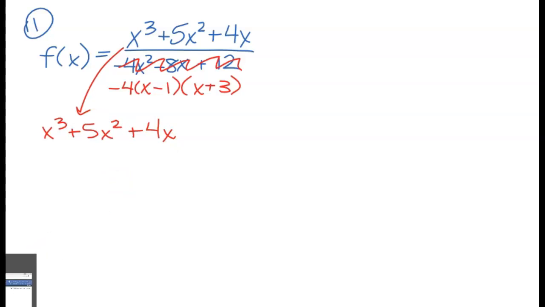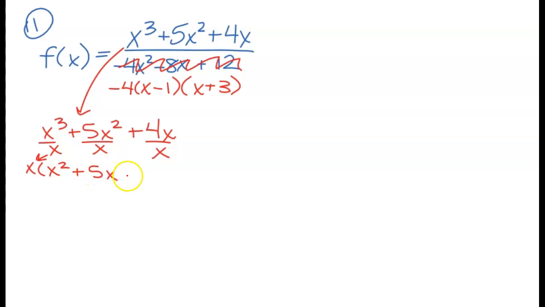I notice that all of these terms have a what? X that I should take out as a GCF. So if I factor out an x, where does it need to go? On the outside of what? Parentheses. Very nice. So x cubed becomes x squared, plus 5x squared becomes plus 5x, and then plus 4x becomes plus 4. Lovely. You see a trinomial?